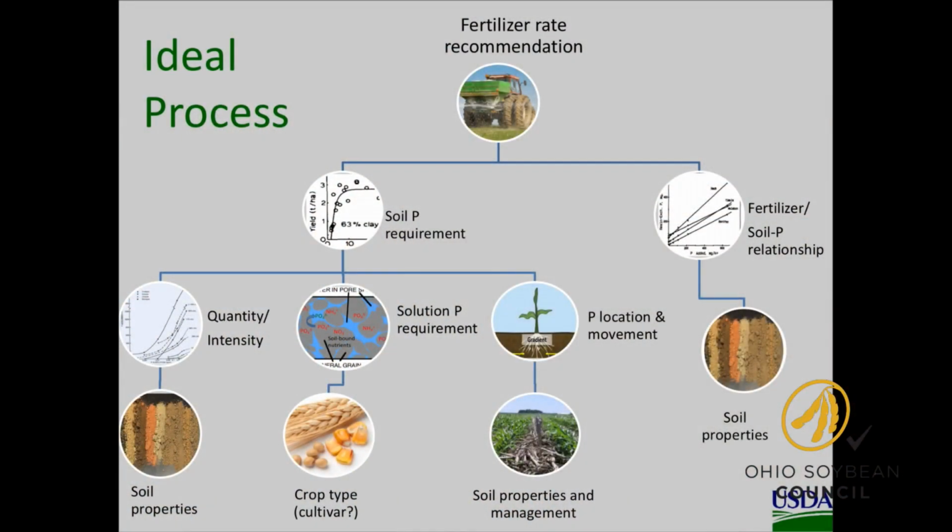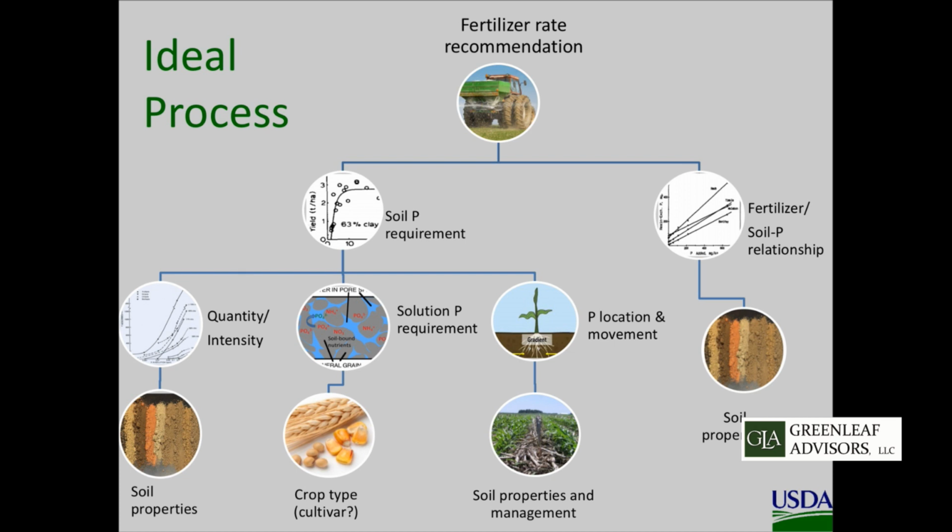So ideally, if we try to illustrate everything I've just said in a single diagram, you can't see this, at the top, our fertilizer rate recommendation is ultimately what we're after. We want to know how much phosphorus do we need to apply. That's the bottom line, right? Well, ideally, if we had all the information at hand, we know it's a function of the soil phosphorus requirement. What's the soil phosphorus level need to be? And what's the fertilizer phosphorus soil P relationship? How much will an incremental addition of phosphorus increase the soil test level?